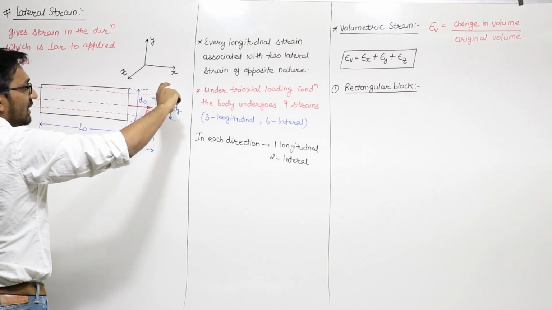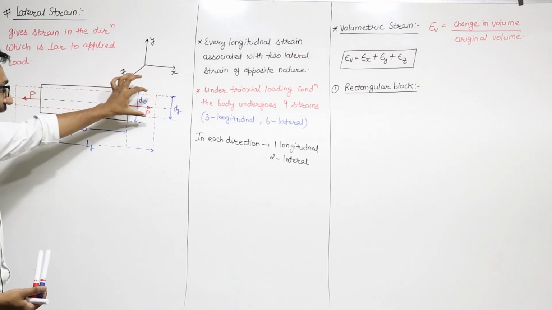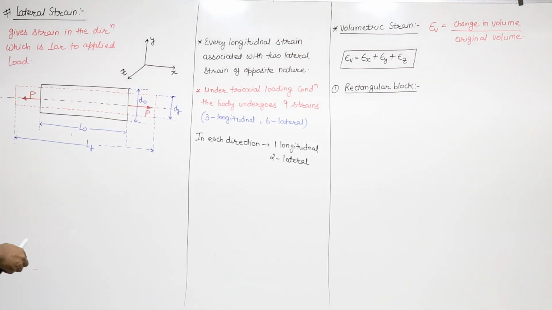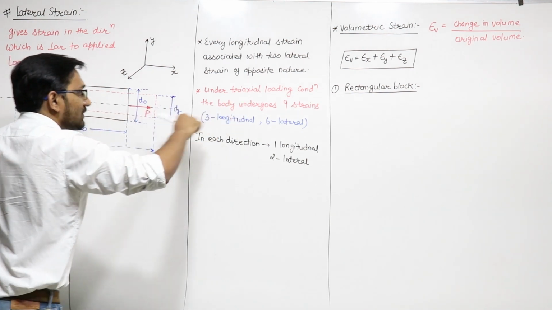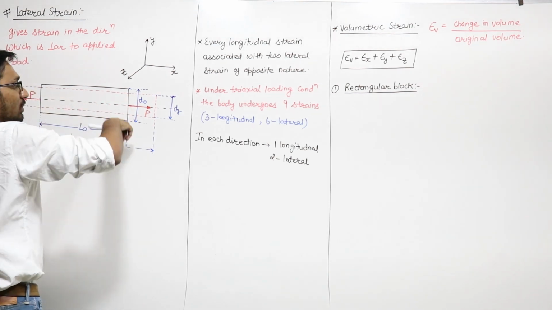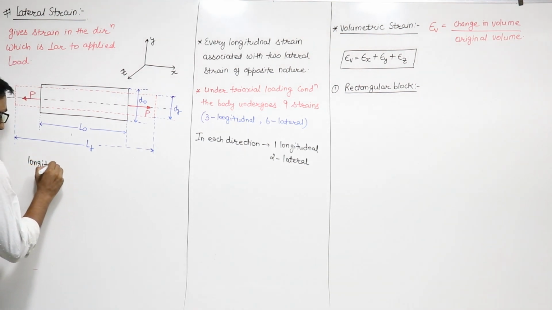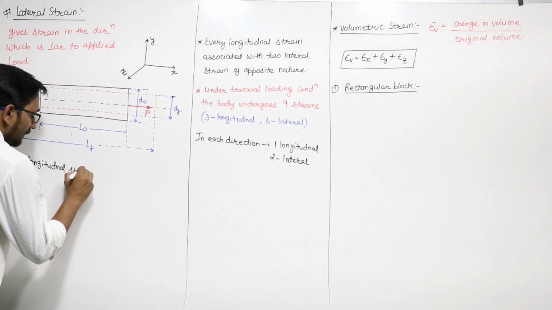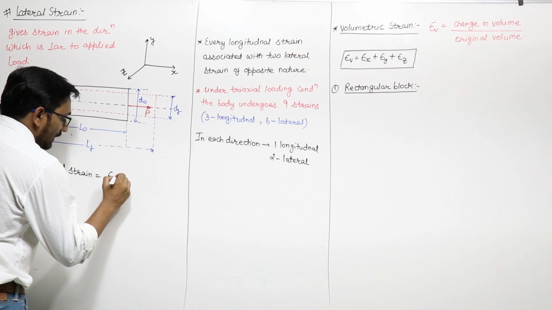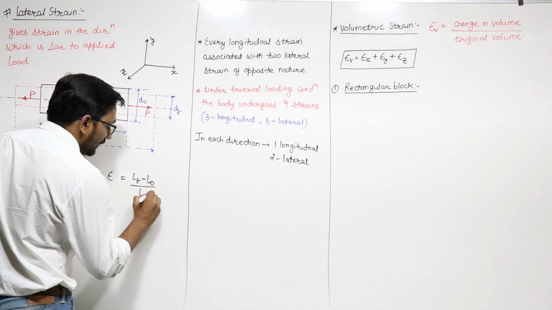Because the length is increasing, the diameter will decrease, because to maintain the constant volume, the final diameter is DF, right. And we are supposing that this is your x-axis, this is y-axis, and this is your z-axis, right. X-axis, y-axis and z-axis. Now in this case we know that the longitudinal strain is epsilon, which is equal to your final length minus initial length upon initial length.